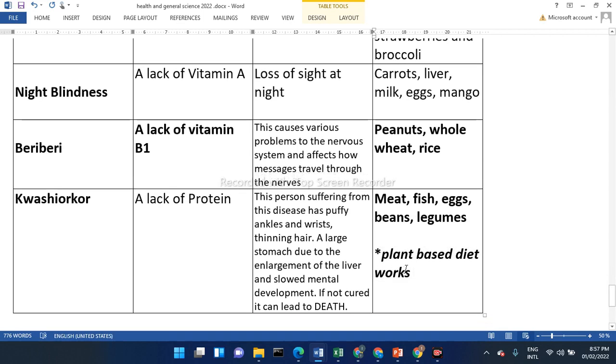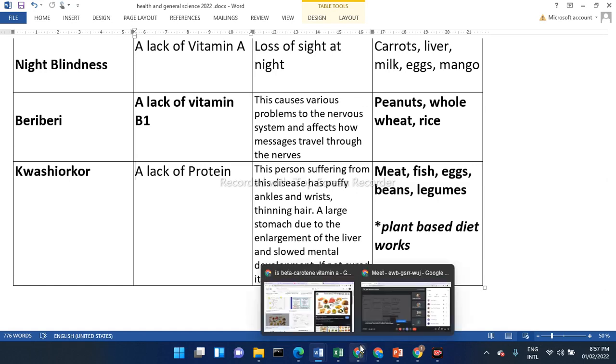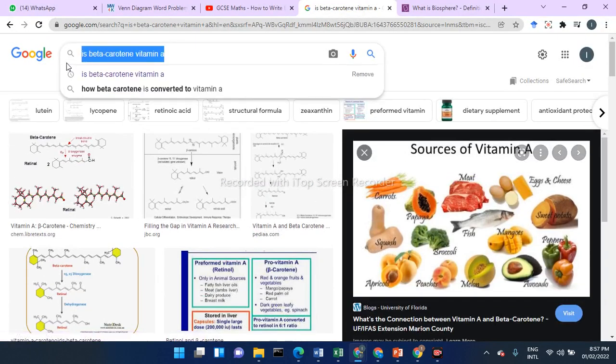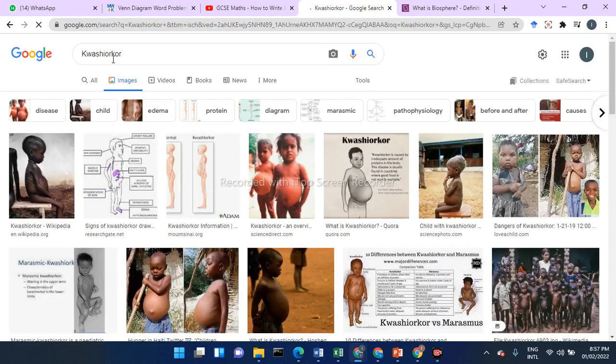All right, so that's it with the deficiency diseases. So which nutrient are you lacking? I really don't know. I have no idea. Vitamin C. I don't lack anything because I take a multivitamin every day. You take a multivitamin? Yeah, same multivitamin. Okay, so this is Kwashiorkor.